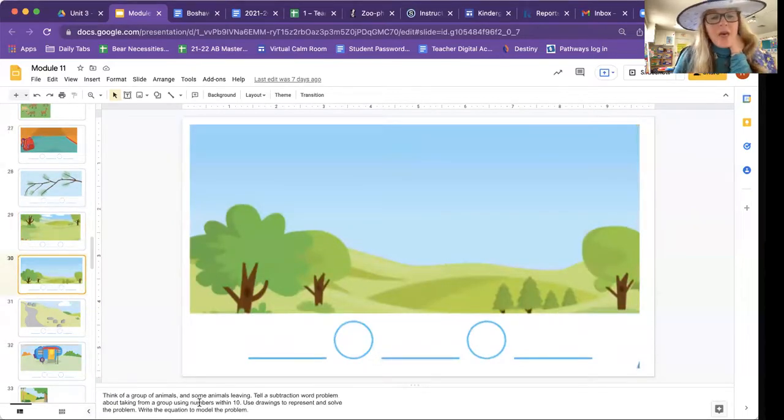All right, think of a group of animals and some animals leaving. Tell a subtraction word problem about taking from a group using numbers within 10. Use drawings to represent and solve the problem. Write the equation to model it. So here's one kind of like in yesterday's problem. I'm not going to give you the numbers. I'm not going to tell you how many are there and how many left. You have to come up with it yourself. And then you have to write the equation. Don't forget, it has to be a subtraction equation. All right. So pause this while you do that.